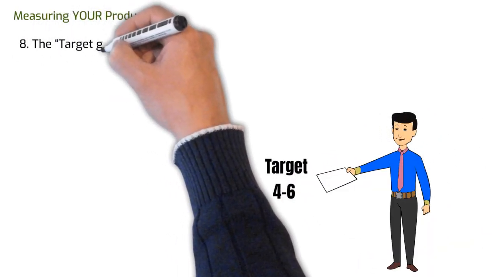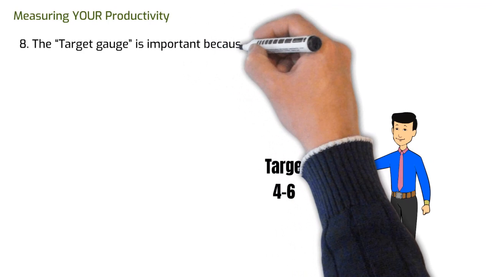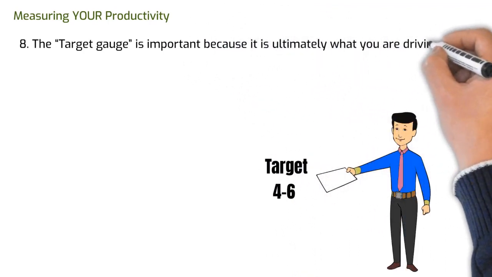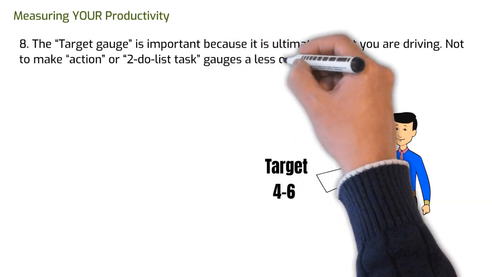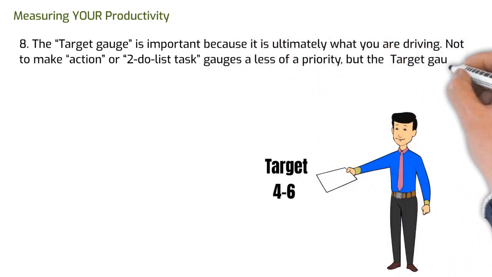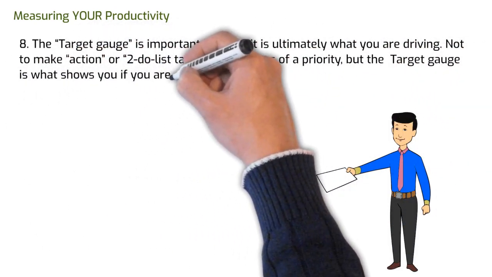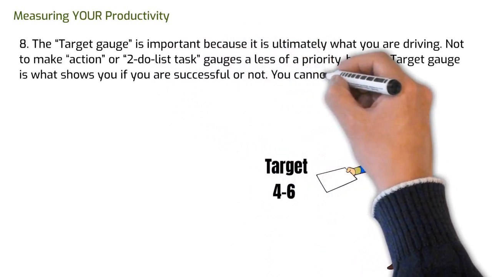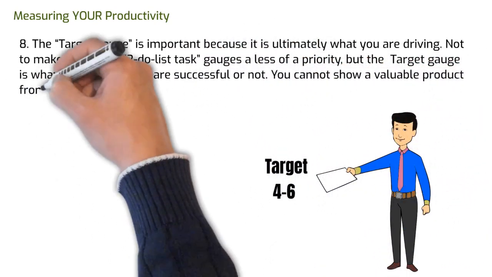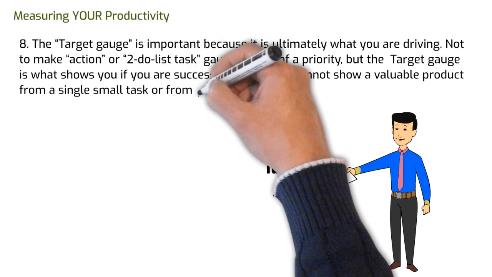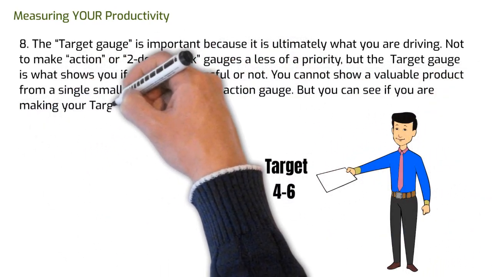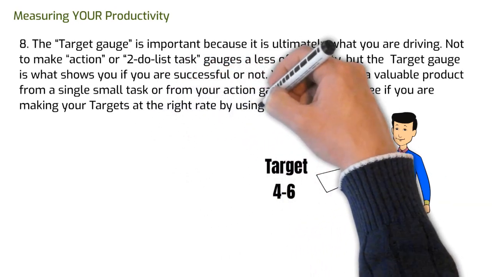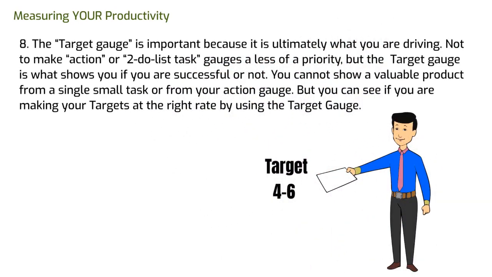The target gauge is important because it is ultimately what you are driving. Not to make action or to-do list task gauges a lesser priority, but the target gauge is what shows you if you are successful or not. You cannot show a valuable product from a single small task or from your action gauge, but you can see if you are making your targets at the right rate by using the target gauge.